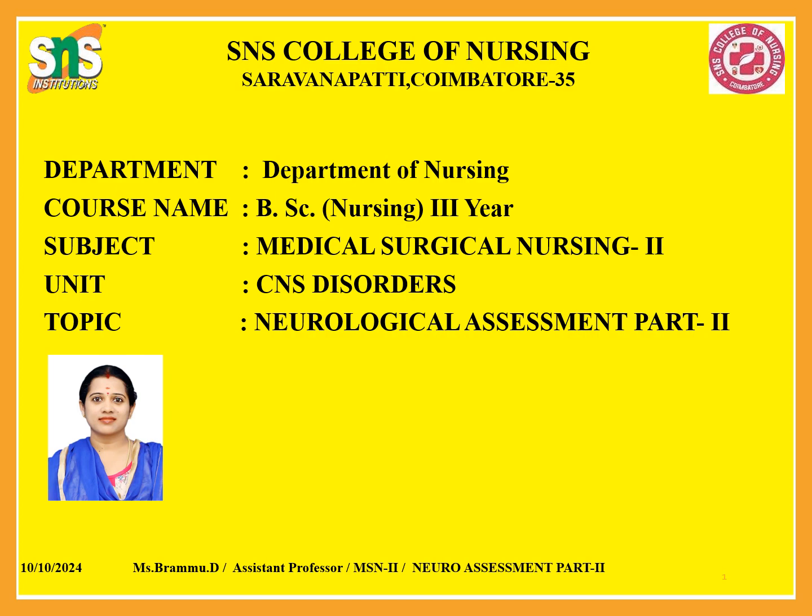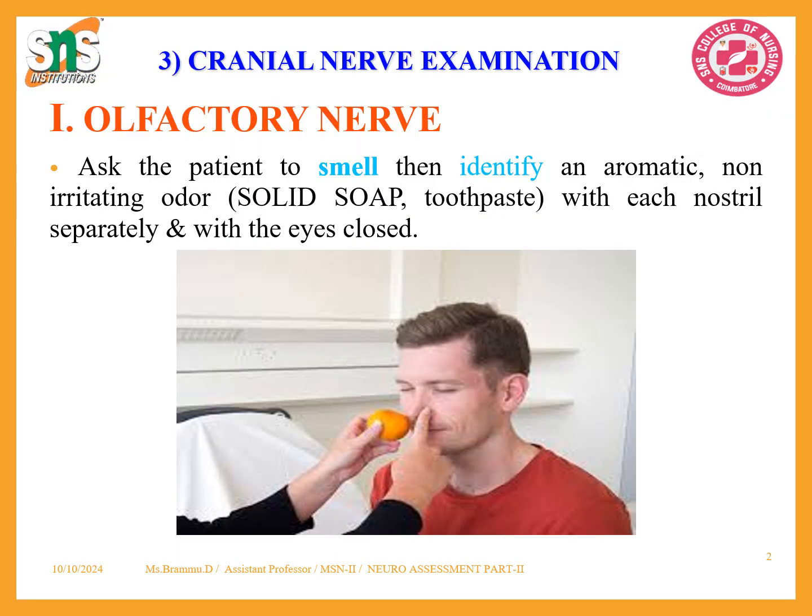So now, to continue with the neurological assessment, that is the cranial nerve assessment. The first cranial nerve which we are going to assess is the olfactory nerve. This nerve recognizes how the patient is able to sense smell and identify aromatic odors.